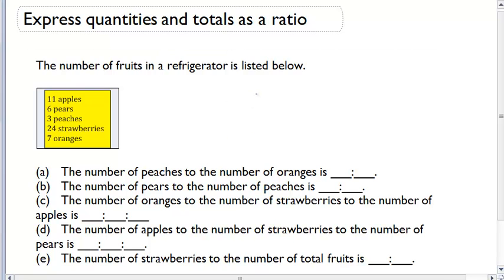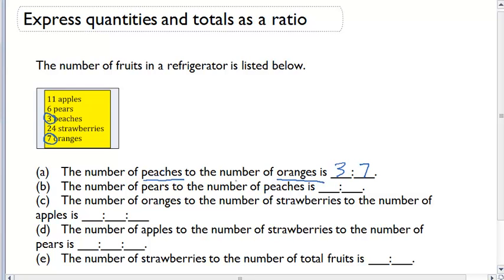The questions that follow are going to ask us to write ratios that compare the different types of fruits to each other and ultimately to the total number of fruits that we have altogether in the refrigerator. So the first question says, okay, well, what's the number of peaches compared to the number of oranges? If we go to our table, I can see I have 3 peaches, I have 7 oranges. That'll allow me to write my ratio of 3 peaches to 7 oranges.